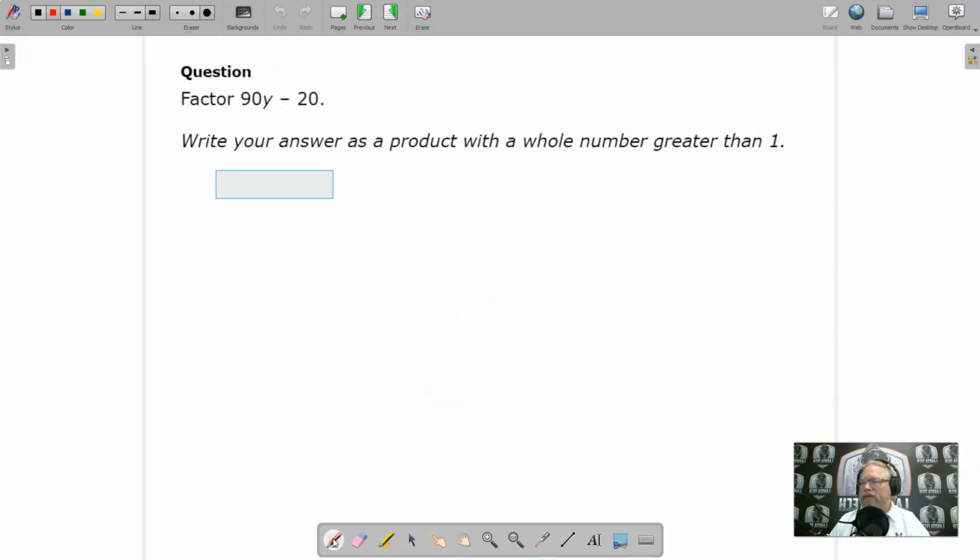On the next one, we have 90y minus 20. And let's see. Well, 10 seems to be a common factor with these, right? Definitely. So let's try 10. 10 times 9 times y. And in this case, because it has to be a positive number that we're pulling out, and this is a minus, let's just put our minus sign there. Let's just do it that way. And then 20 is 2 times 10, right? So we can take a 10 out of both of these.